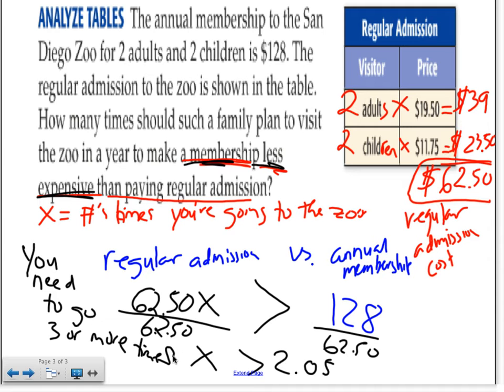Think about this. If you go 3 times, how much are you paying here? Like $180, which is way more than the 128 that you pay for this annual pass, which you can go 5 times, 6 times, 7 times, whatever, right? So there it is. And this is how we actually set up the problem and figure it out.